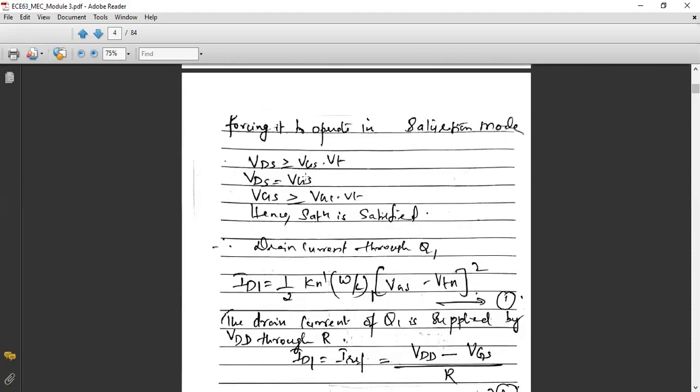Whatever the condition I have written here, now I will replace this VDS with respect to VGS. So now you can say that VGS is greater than or equal to VGS minus VT. Correct, no? VGS minus VT will always be less because I am subtracting VT from VGS. So this will obviously be less on the right hand side, and this is going to be large on the left hand side, which means that the condition of saturation is being satisfied. So this is the first thing we need to ensure.